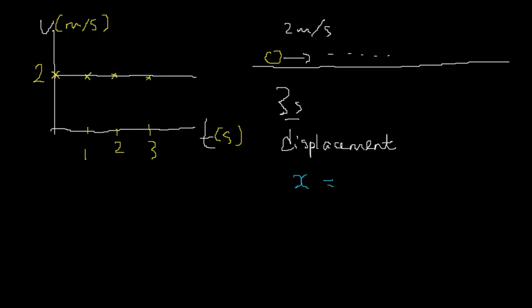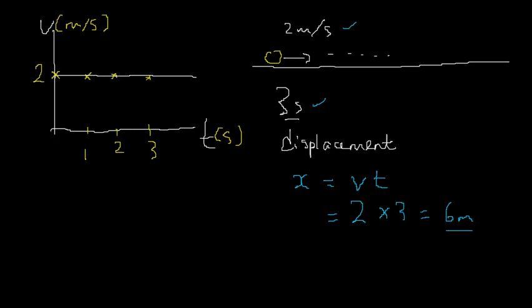Now we know how we can do that. All we need is to take velocity times time. Velocity times time gives me the displacement. And if we are talking about 3 seconds and 2 meters per second velocity, then it is simply 2 times 3. Velocity times time, and the answer is 6 meters. So we know how to do that.